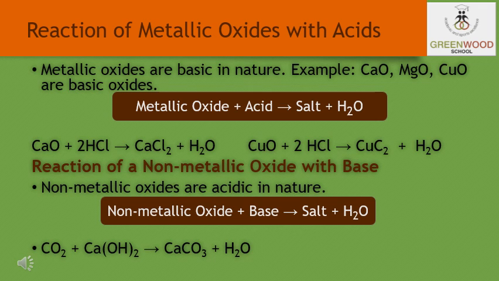In the previous slides we have already discussed that when acids and bases react with each other, they form salts. In this case also, when metallic oxides react with an acid, they form salt plus water. Metal oxides like quicklime, that is calcium oxide, copper oxide and magnesium oxide are all metallic oxides.